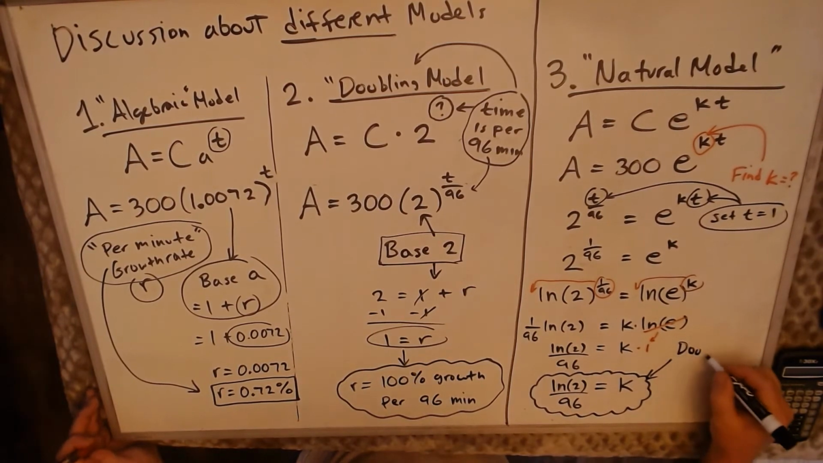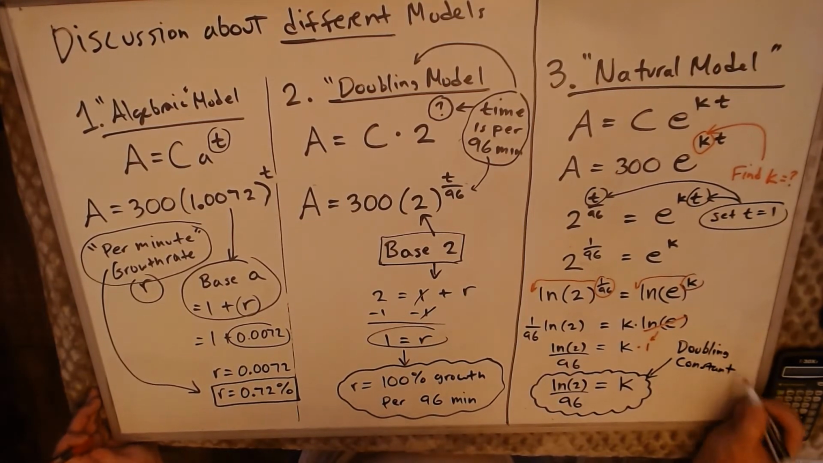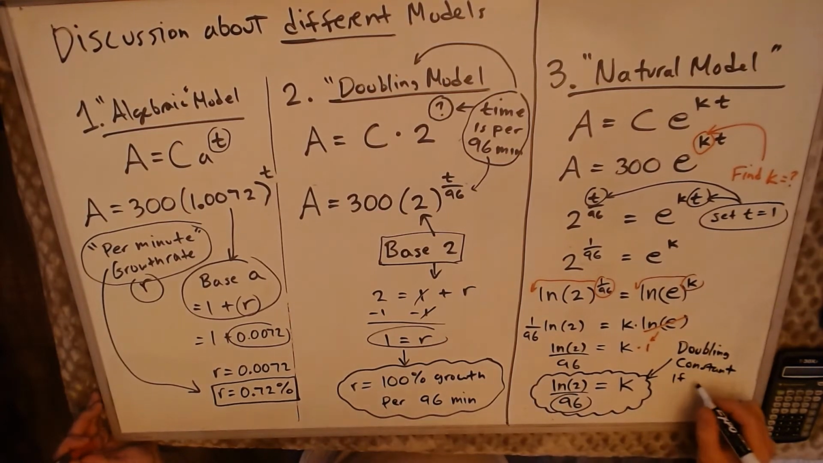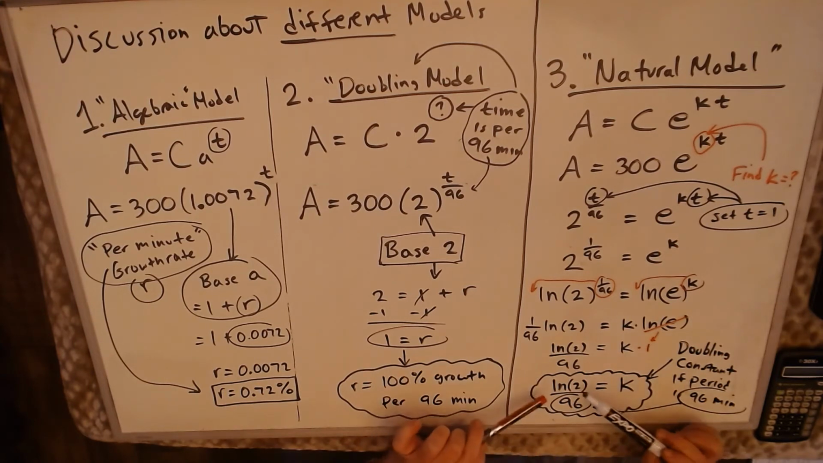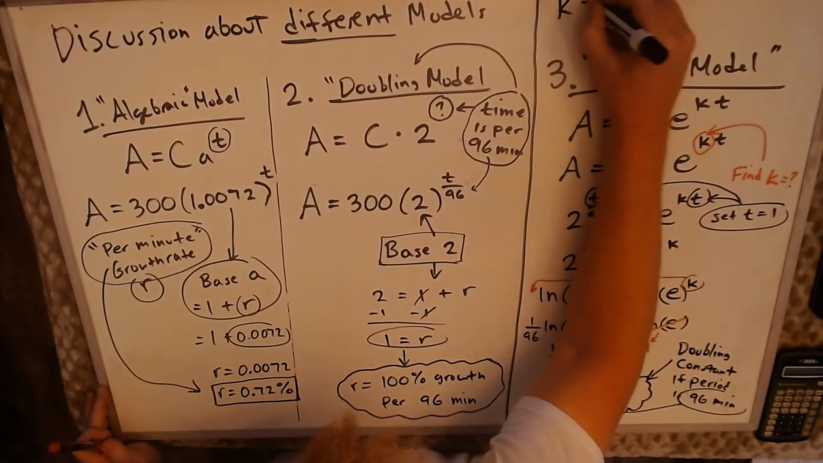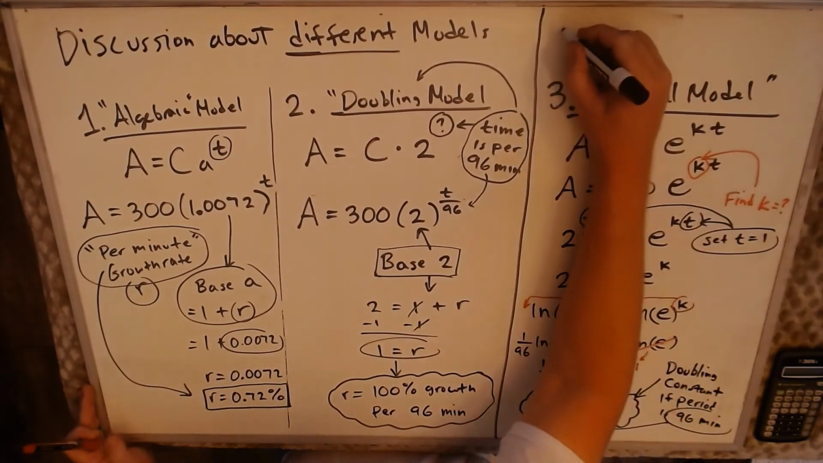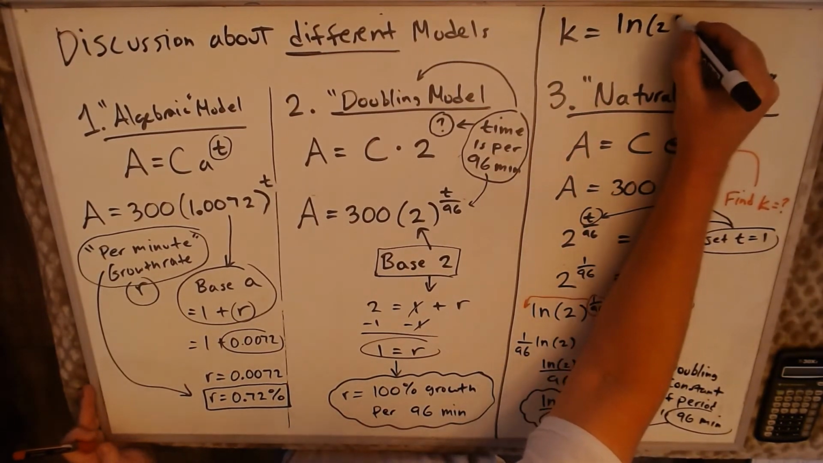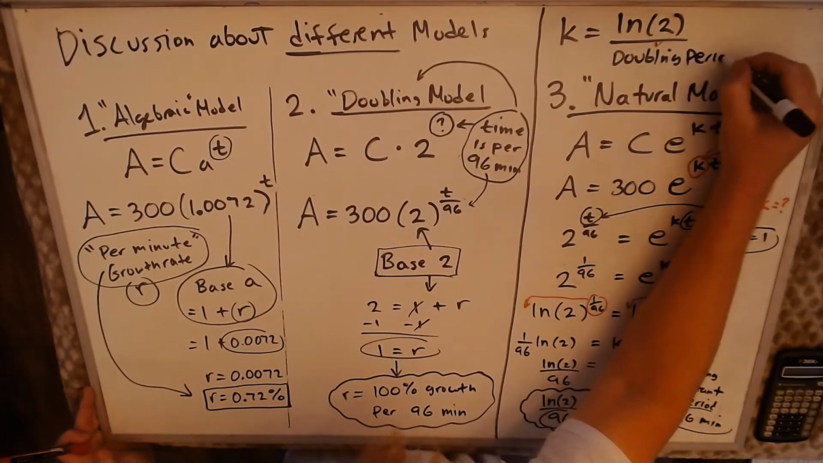This is called the doubling time, the doubling constant. If the doubling time, the period, is 96 minutes, so in other words, your constant is always ln of 2 divided by the doubling time. ln of 2. Oh, can you even see that up there? Probably not. Your k is always ln of 2 divided by the doubling time, or the doubling period.